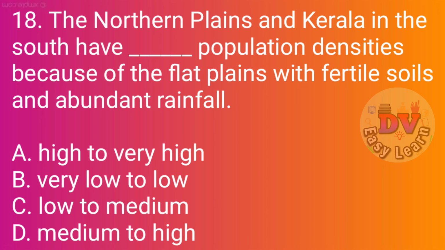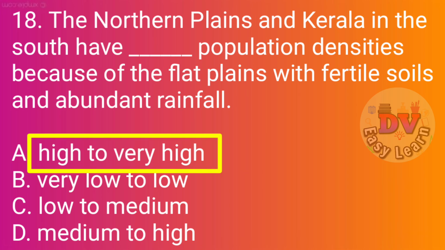Question number 18. The northern plains and Kerala in the south have dash population densities because of the flat plains with fertile soils and abundant rainfall. Correct answer high to very high.